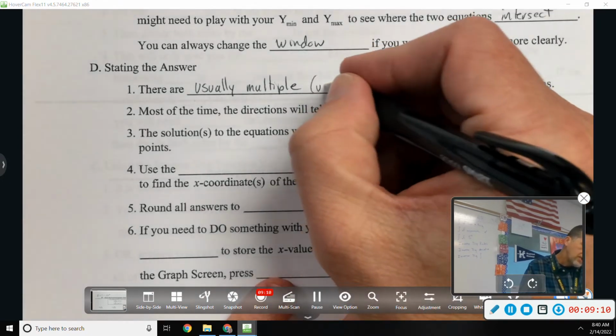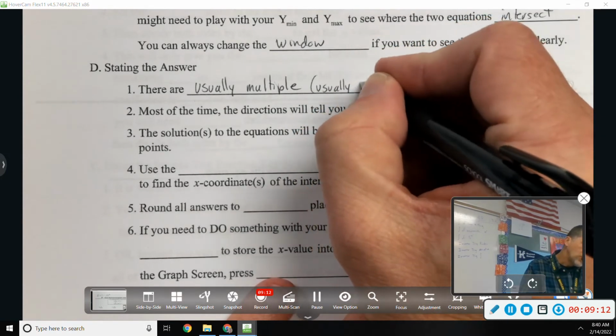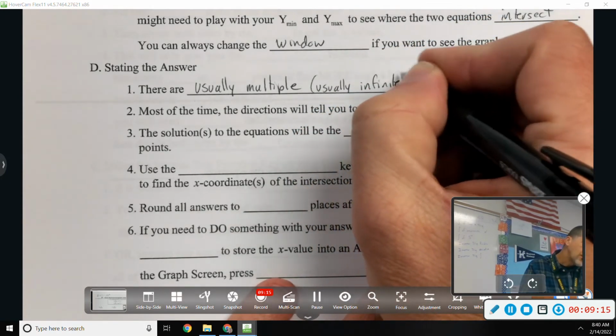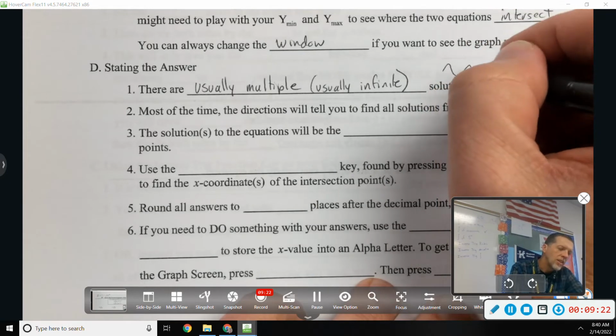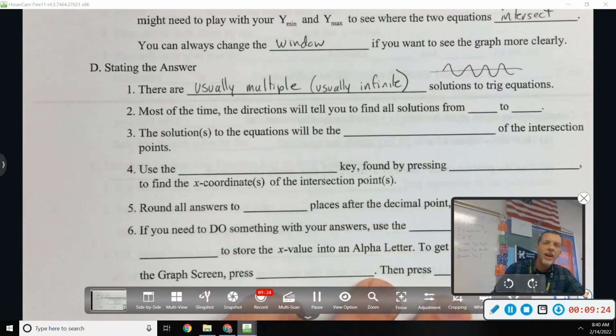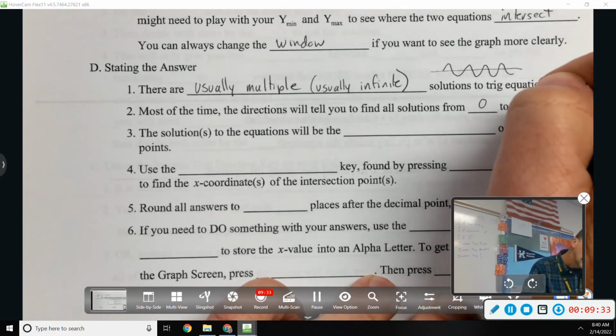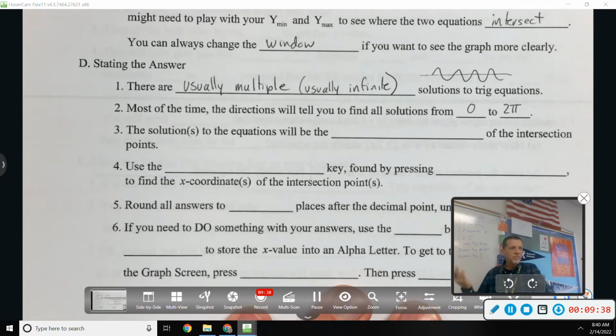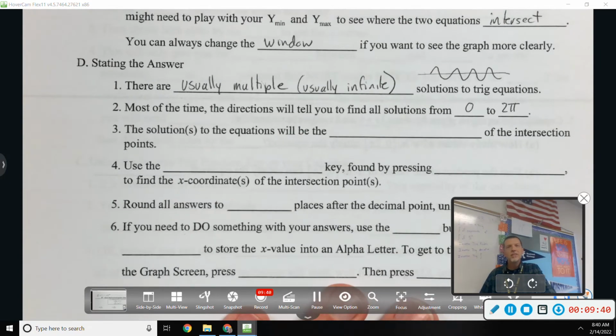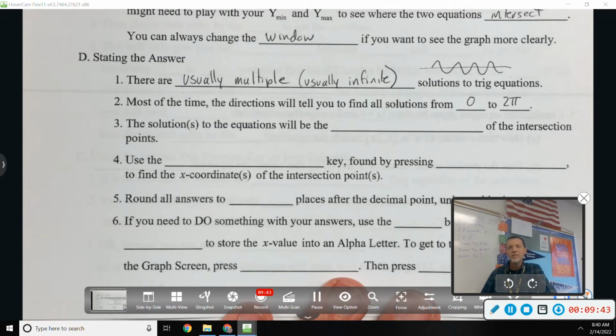In fact, more than just multiple, usually there's infinite solutions to trig equations, right? You think about sines and cosines. Where do they cross the x-axis? Well, an infinite number of places. But number 2, most of the time the directions will tell you to find all the solutions from 0 to 2 pi. Right? Like one trip around the unit circle, find those answers. And then you can just add 2 pi to find all the others.